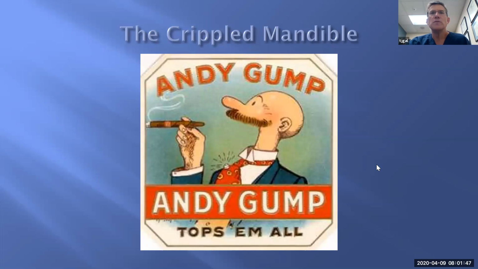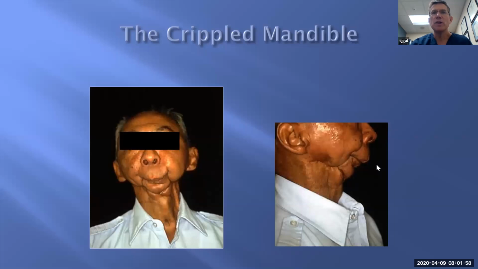So what we're trying to avoid is the crippled mandible. This is Andy Gump, which is an old cigar ad. And the thing about Andy Gump is, if you notice, he has no mandible. This is Andy Gump in real life. He has no projection. He's an oral cripple. He can't swallow. His speech is affected. And this is what we're trying to avoid.